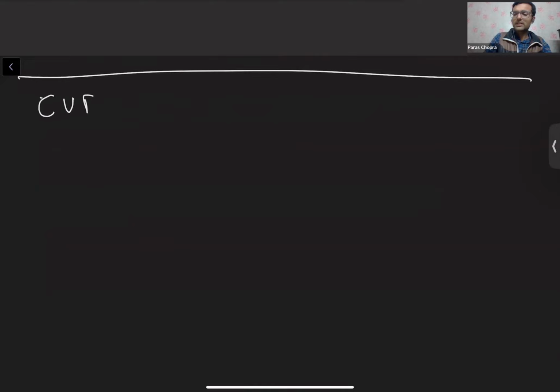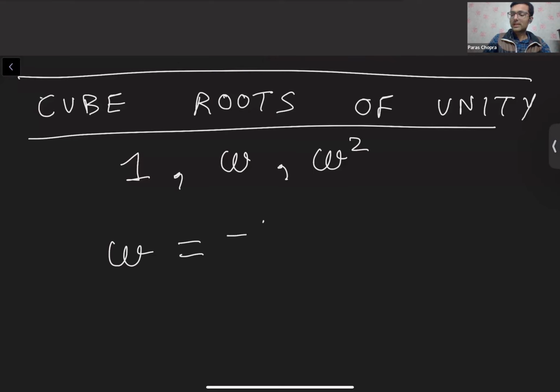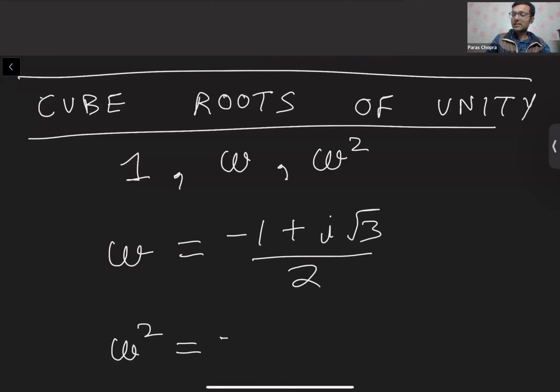तो अब हम नेक्स्ट टॉपिक तो नहीं कहेंगे, पहले ही हम इसे कर चुके हैं, क्यूब रूट्स ऑफ यूनिटी। तो हमने अभी देखा था there were 3 cube roots of unity, what were they? So there are 3 cube roots, 1, omega and omega square. Can you prove that omega is equal to -1 plus i root 3 by 2 and omega square is -1 minus i root 3 by 2?